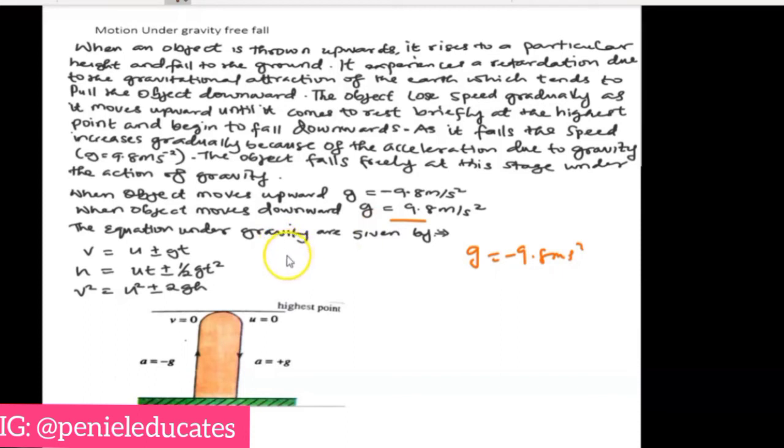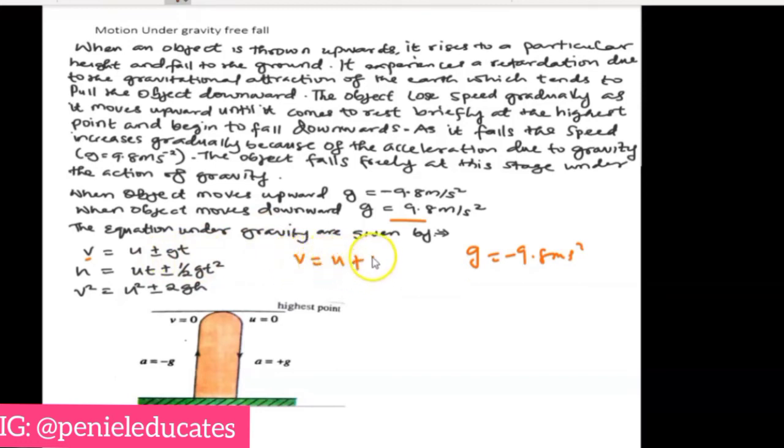Then it's going to come to a rest up there. So the equation under gravity is given as this. We have our velocity to be u plus or minus gt. I say we just replace a.